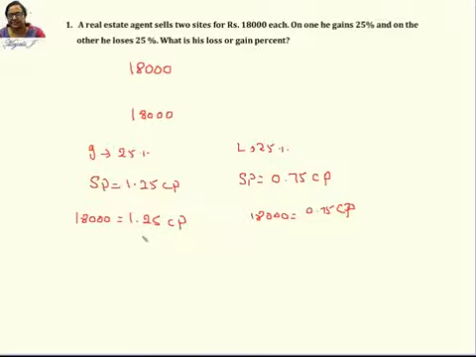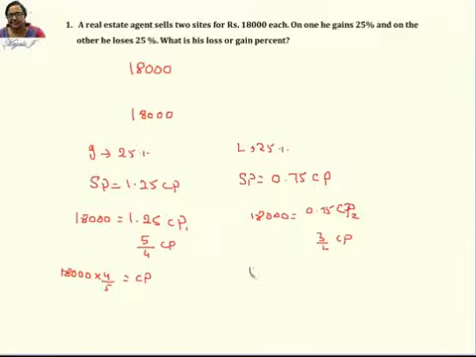1.25 is nothing but 5 by 4 CP. I can write it as a fraction type, which I was telling you earlier. You can take it in that form, it will be easier. So when I bring it this way, this is going to be 18,000 into 4 by 5 CP. CP1 I can say, there are two different CPs. Only the selling prices are the same, but the cost prices are different.